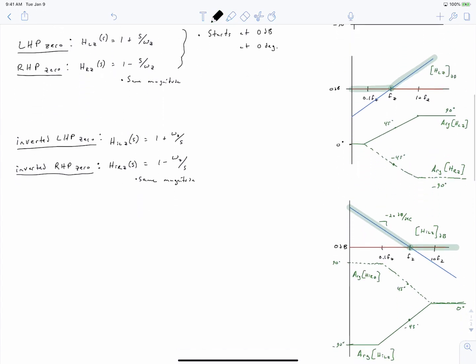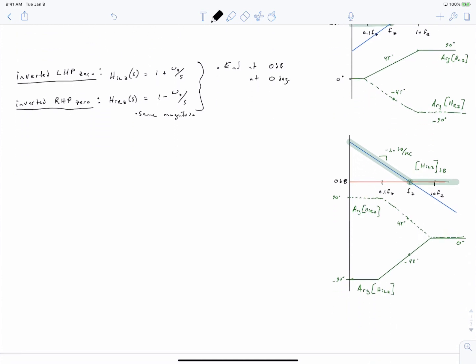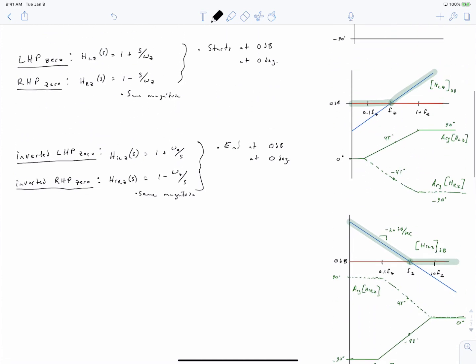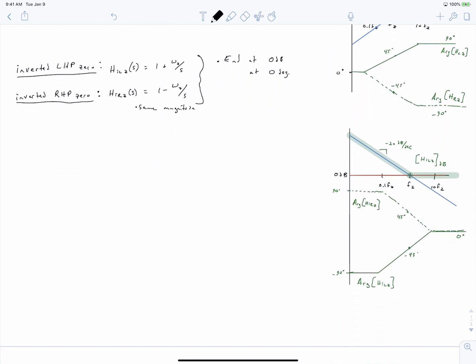So you can see that while for a left half plane 0 we start at 0 decibels and at 0 degrees, in the case of an inverted 0, we always end at 0 decibels and 0 degrees. And this is an important property of these plots, of the inverted versus the non-inverted zeros. And I want to show you one other thing about this.